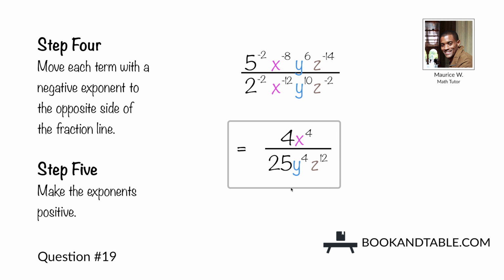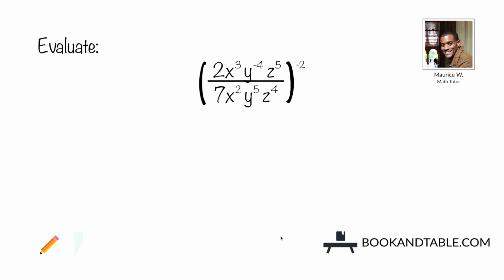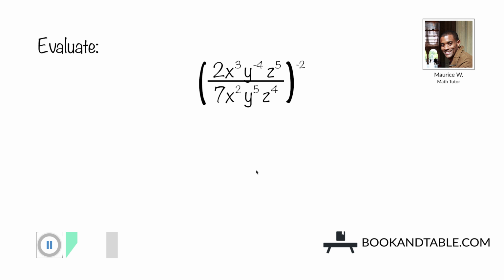Question number 20. Evaluate 2x cubed y to the negative 4 z to the 5th divided by 7x squared y to the 5th z to the 4th to a power of negative 2. Pause the video, answer this question, and then press play when you are ready to begin.